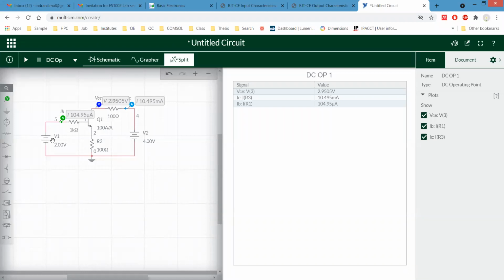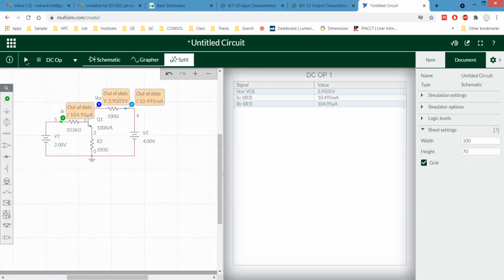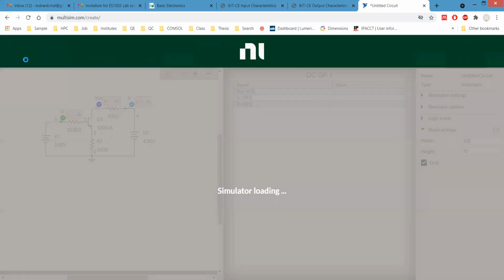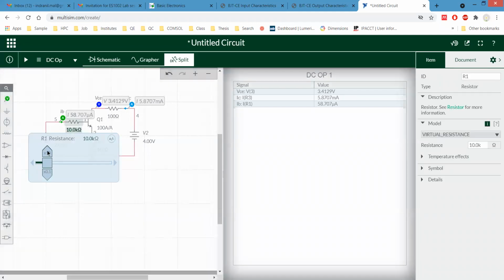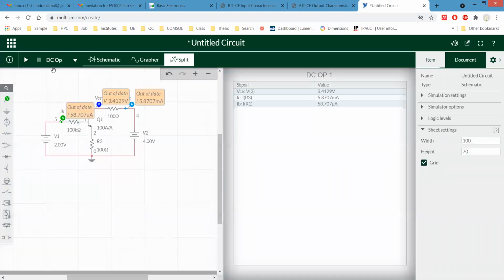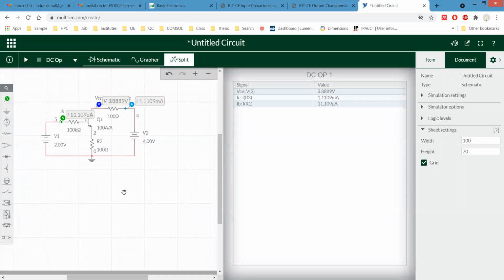Okay, it is quite high. Let me increase the resistor, then we can have 10 kilo. Then we'll have less current, I think, 58 micro. Again, 100K. Yeah. 11 micro. Good. So who is writing?